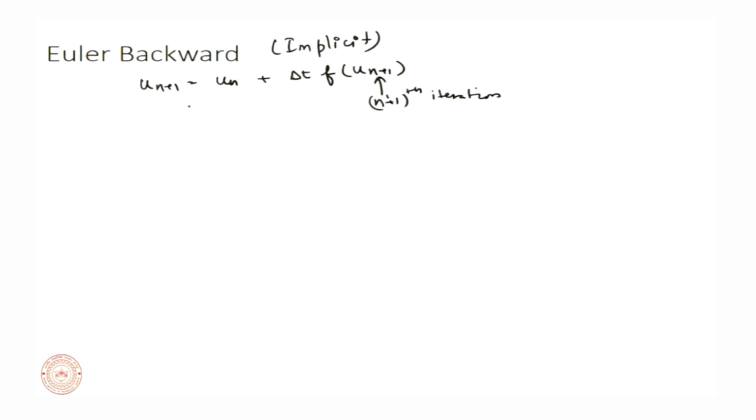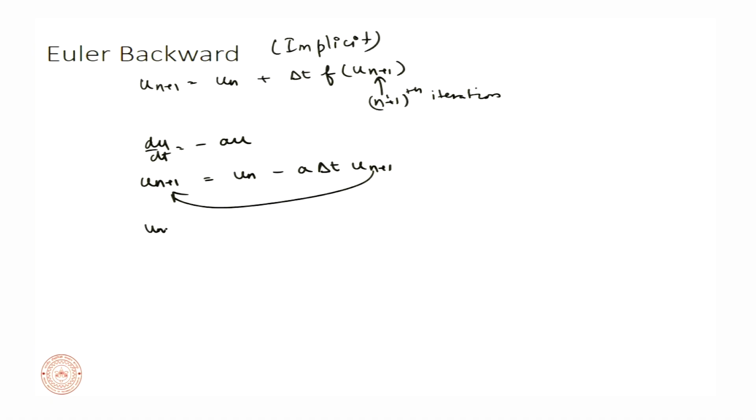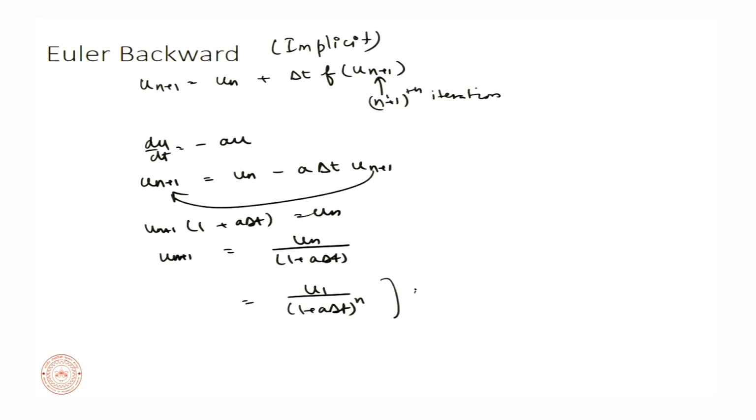Okay. Let us take up one example again. So, du by dt equals minus a u, the same example. So, what we have done is u of n plus 1 equals u of n minus a delta t times u of n plus 1. You bring this term to the left, u of n plus 1 plus a delta t u of n plus 1 equals u of n, so u of n plus 1 equals u of n over 1 plus a delta t. Now, like last time, if you do this successively, you will find it is u1 times 1 over (1 plus a delta t) to the power of n. Okay. This is unconditionally stable.